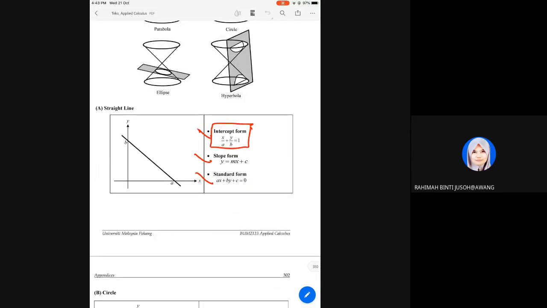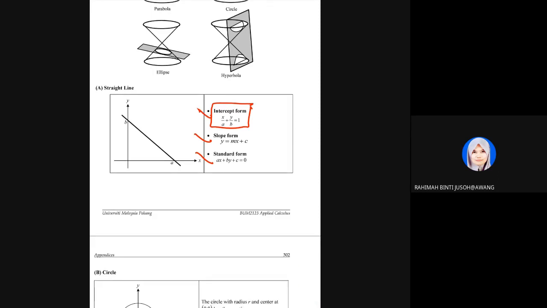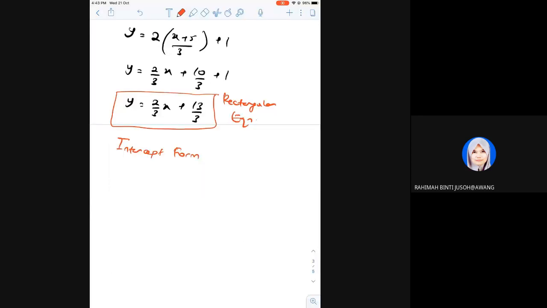So saya nak tekankan intersect form untuk straight line. Yang slope form ni you dah belajar masa SPM kan, sekolah menengah. And then standard form pun biasa lah. So for this level, for this course, it's better for us to use intersect format. It's the easiest way. Okay, so now let us proceed.